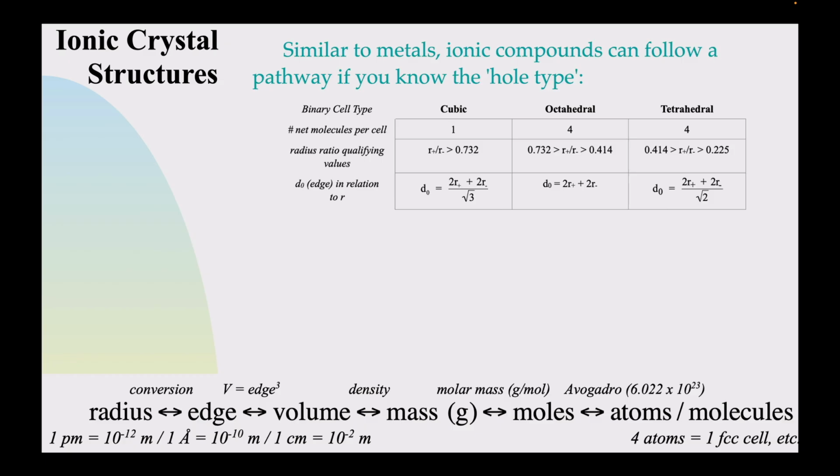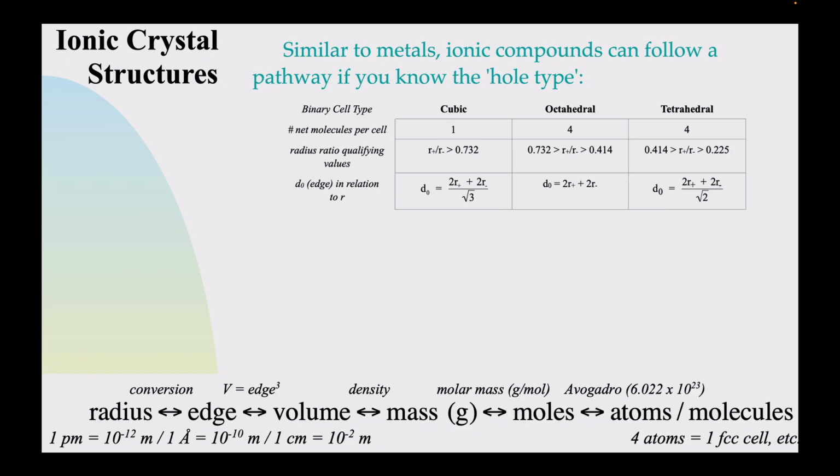So for cubic, the edge d0 equals 2r plus 2r minus divided by the square root of 3. Now this all comes back to geometry, and I'm not going to go through how this all works, but here's what the important parts are. R plus will be the radius of your cation, R minus will be the radius of your anion. And in the lab, there's a list of radii values that you can look up. So if you had lithium chloride, lithium plus would be the R plus, and chloride minus would be the R minus. You could use that information then to find the edge.